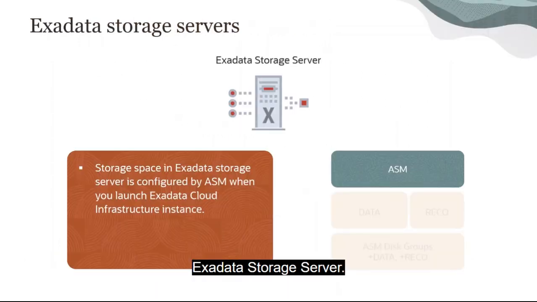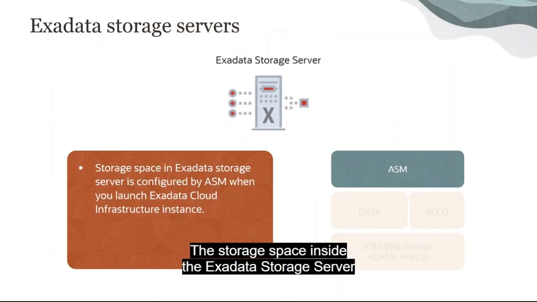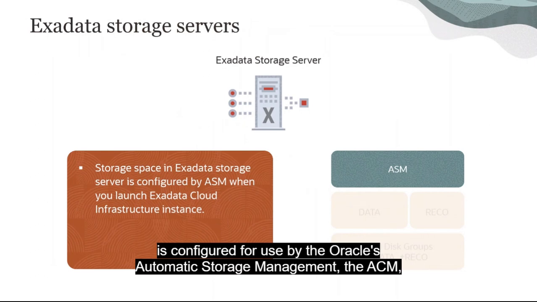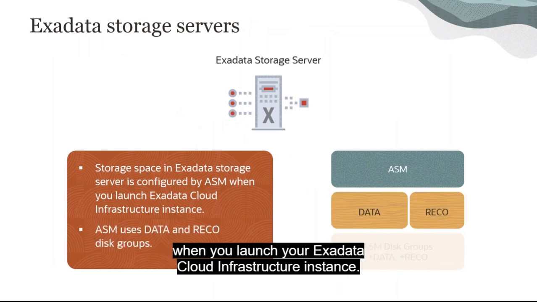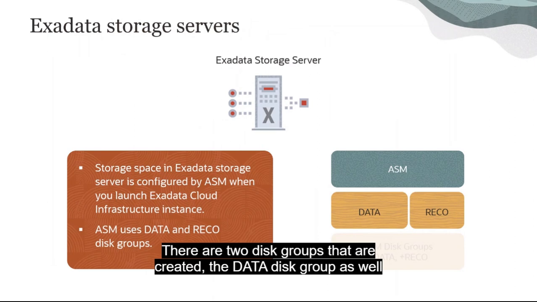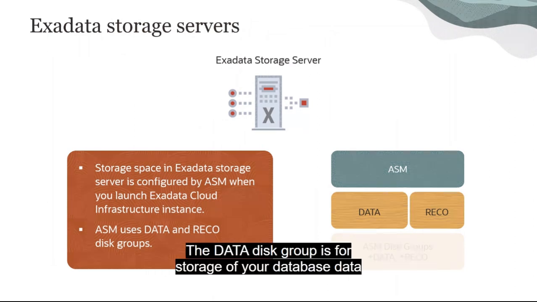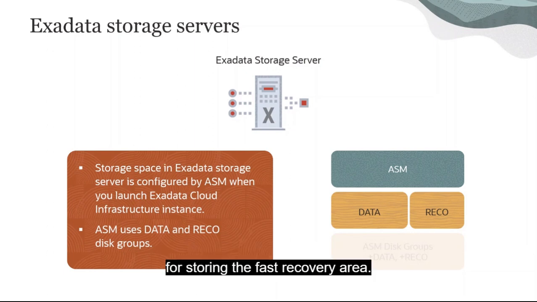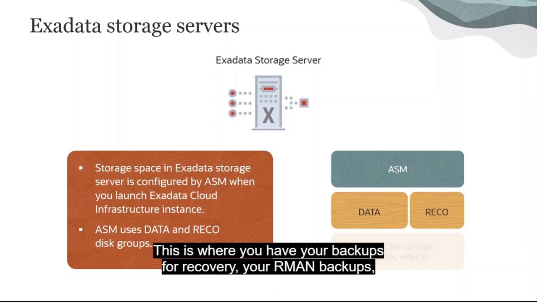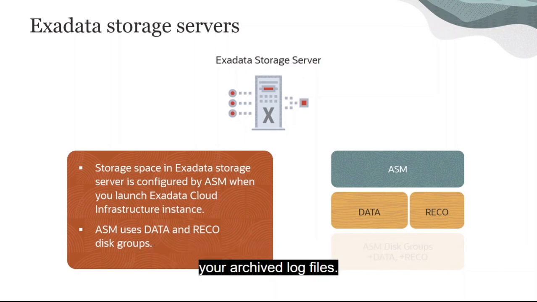Exadata storage server. The storage space inside the Exadata storage server is configured for use by Oracle's Automatic Storage Management, the ASM, when you launch your Exadata Cloud Infrastructure instance. There are two disk groups that are created: the DATA disk group as well as the RECO disk group. The DATA disk group is for storage of your database data files, whereas the RECO disk group is primarily used for storing the fast recovery area. This is where you have your backups, your RMAN backups, your archive log files.